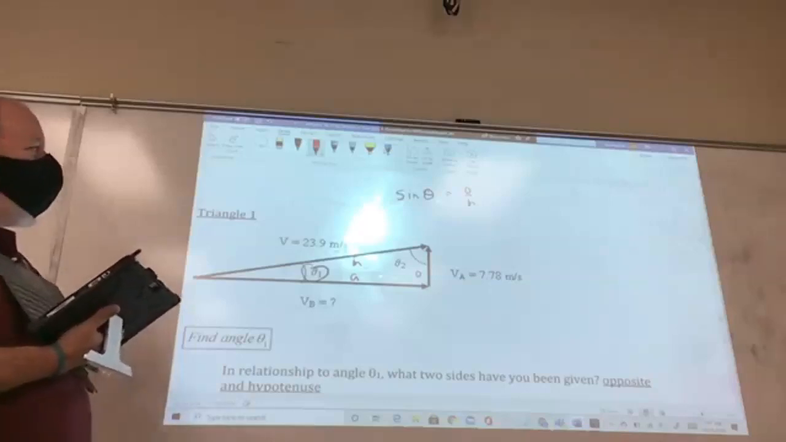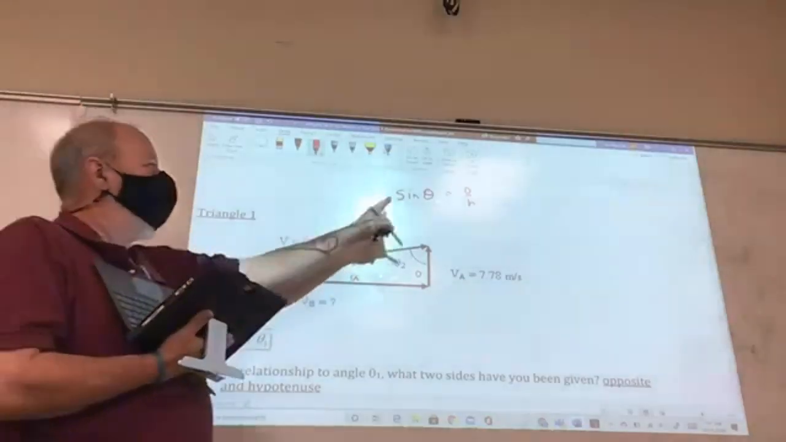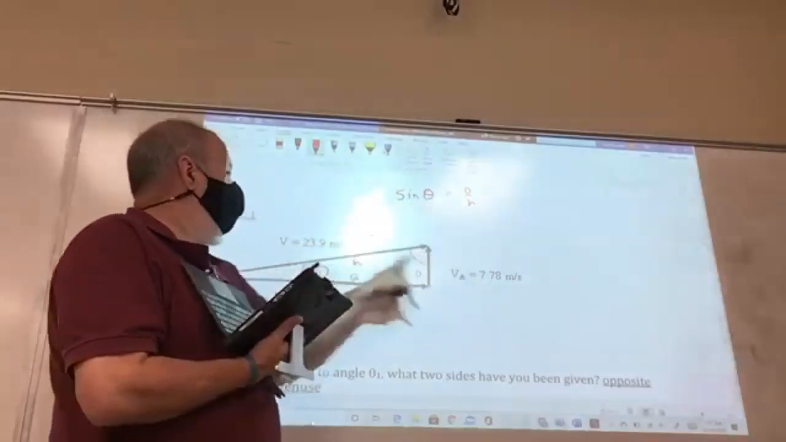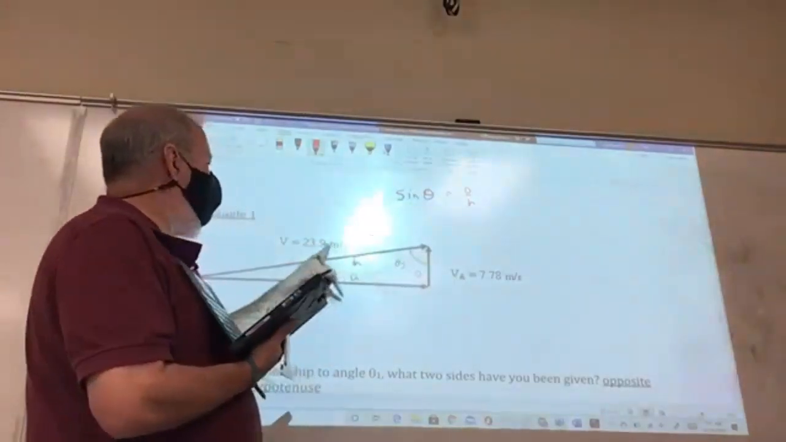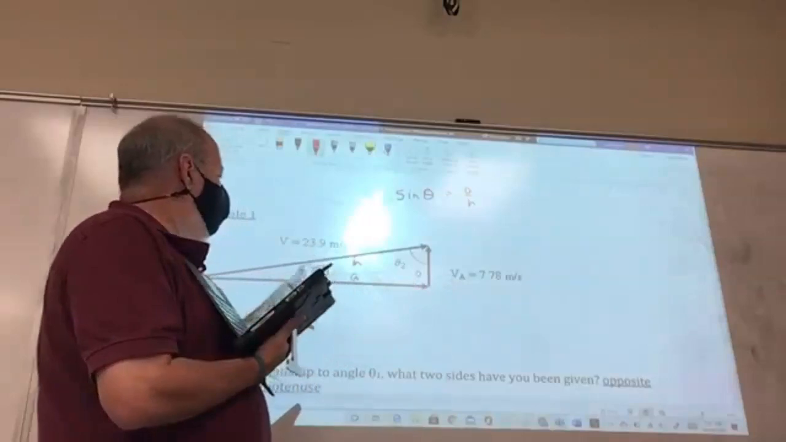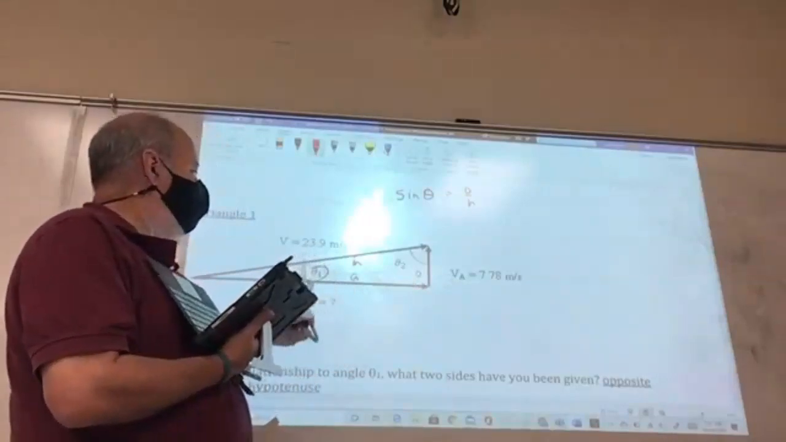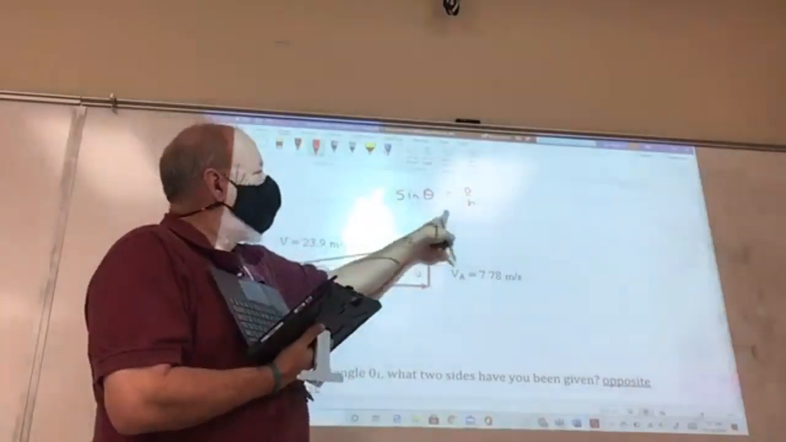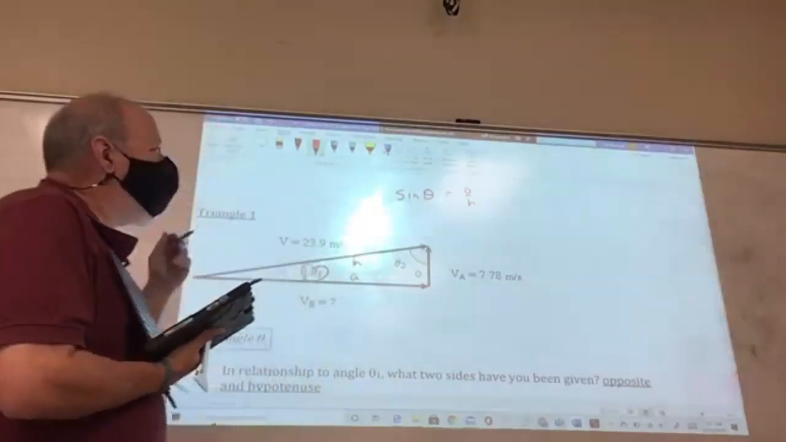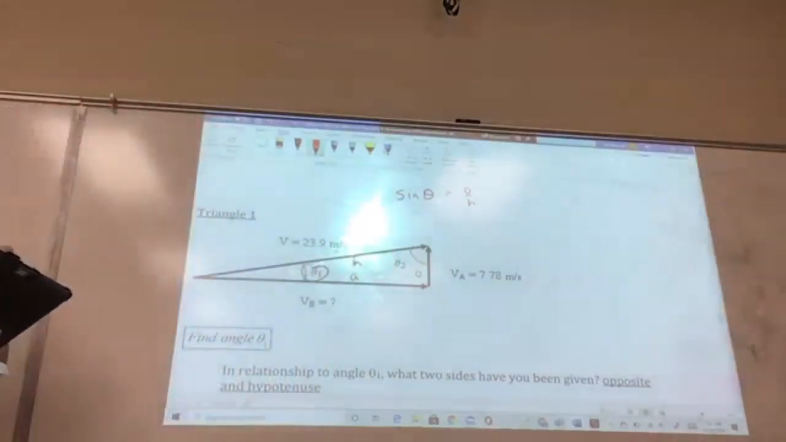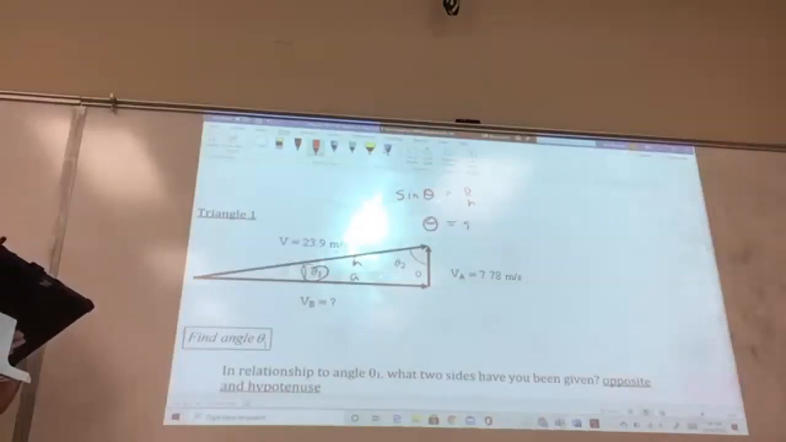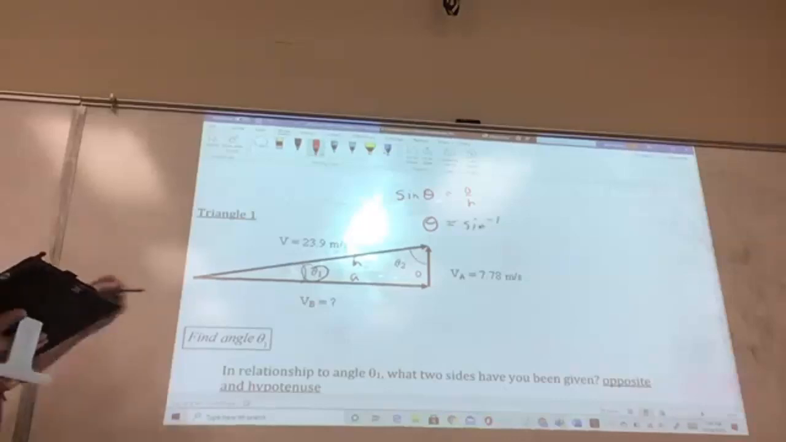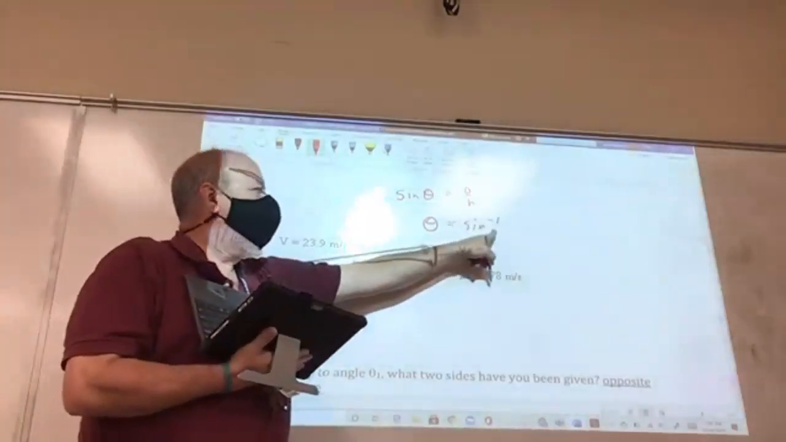But then I need to realize, you know what? I don't want the sine of theta. I can already figure that out. I've got the opposite and the hypotenuse side. I want to know what this angle is. So I've got to reverse this process. I've got to go backwards. And so in order to do that, I'm going to say theta equals the inverse sine, right?